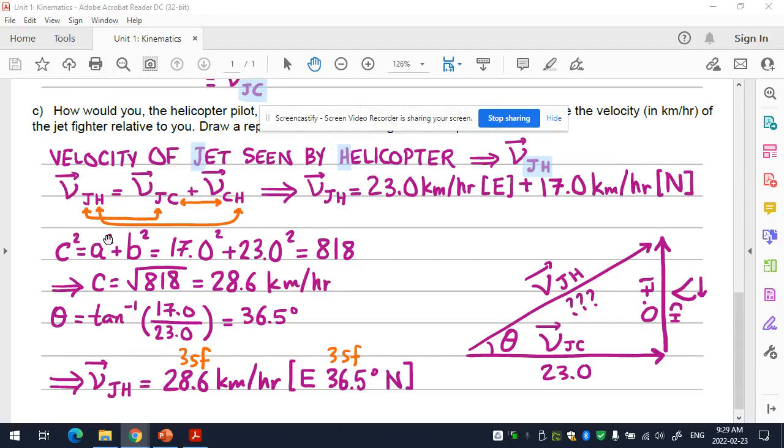So the magnitude of the speed of the what? Of the jet as seen by the helicopter guy is 28.6. However, the deflection angle is what? 36.5. That's how the helicopter pilot would see the jet move, combining the movement of the current and the jet together.